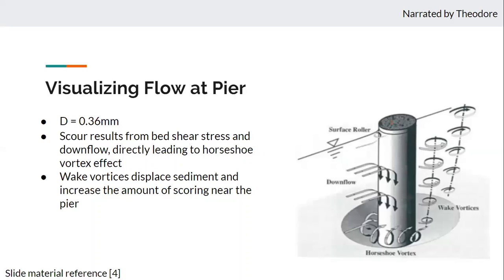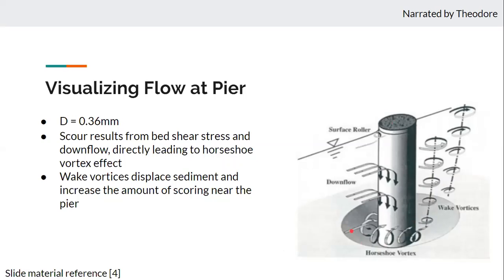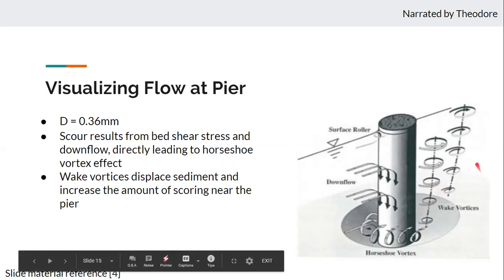In this image, we can clearly see the different types of vortices that are forming around the pier. The flow of the river when approaching the pier will flow downwards. This downwards flow will be responsible for the formation of the horseshoe vortex at the base of the pier, which can be seen down here. Also, water flowing around the cylindrical bridge pier will form wake vortices, which can be seen over here.